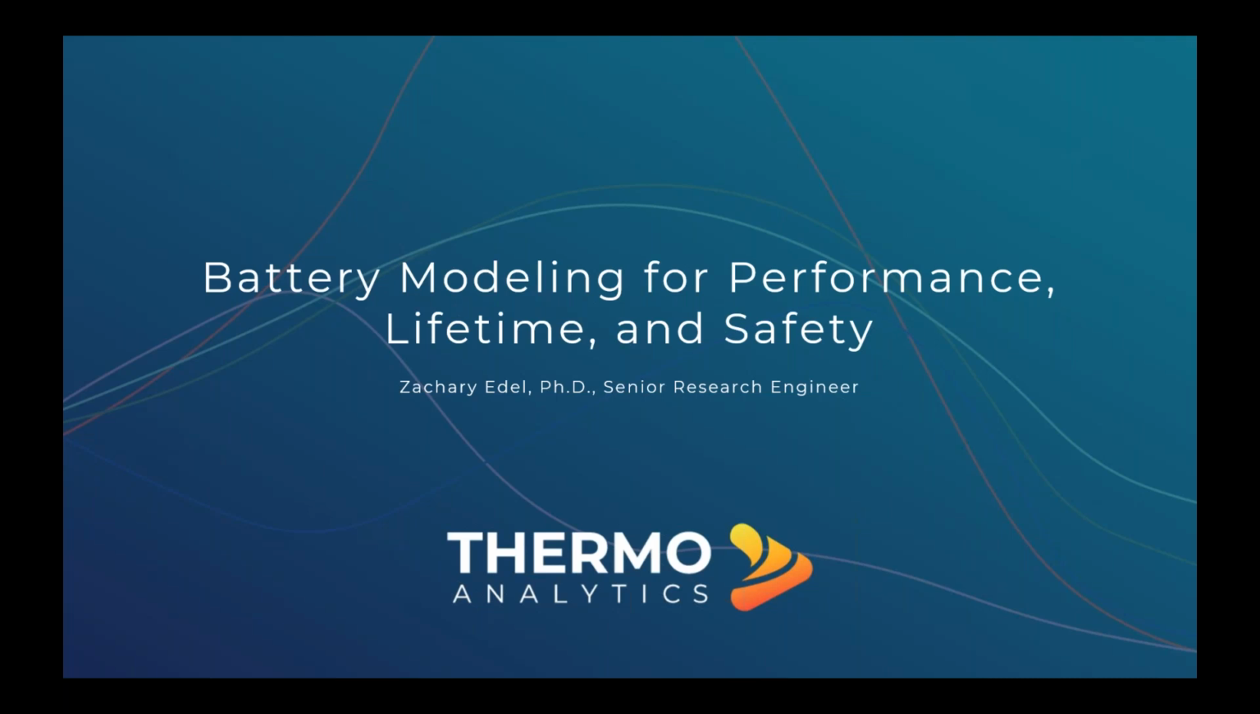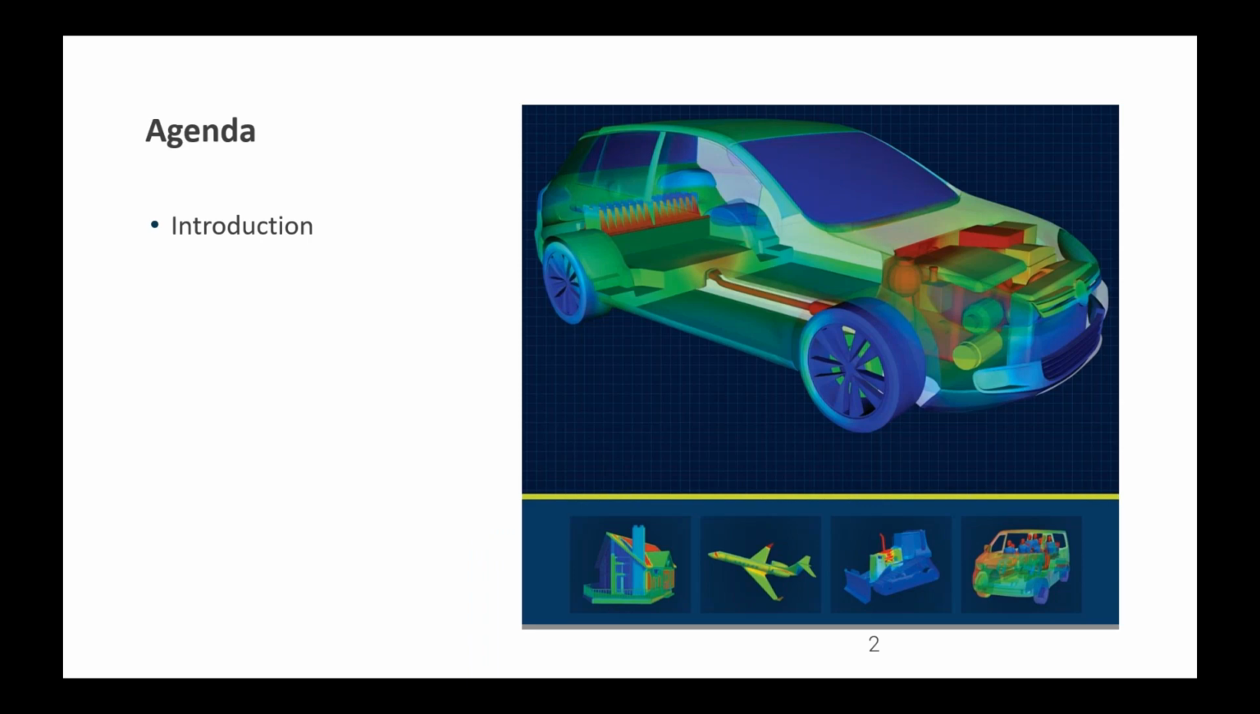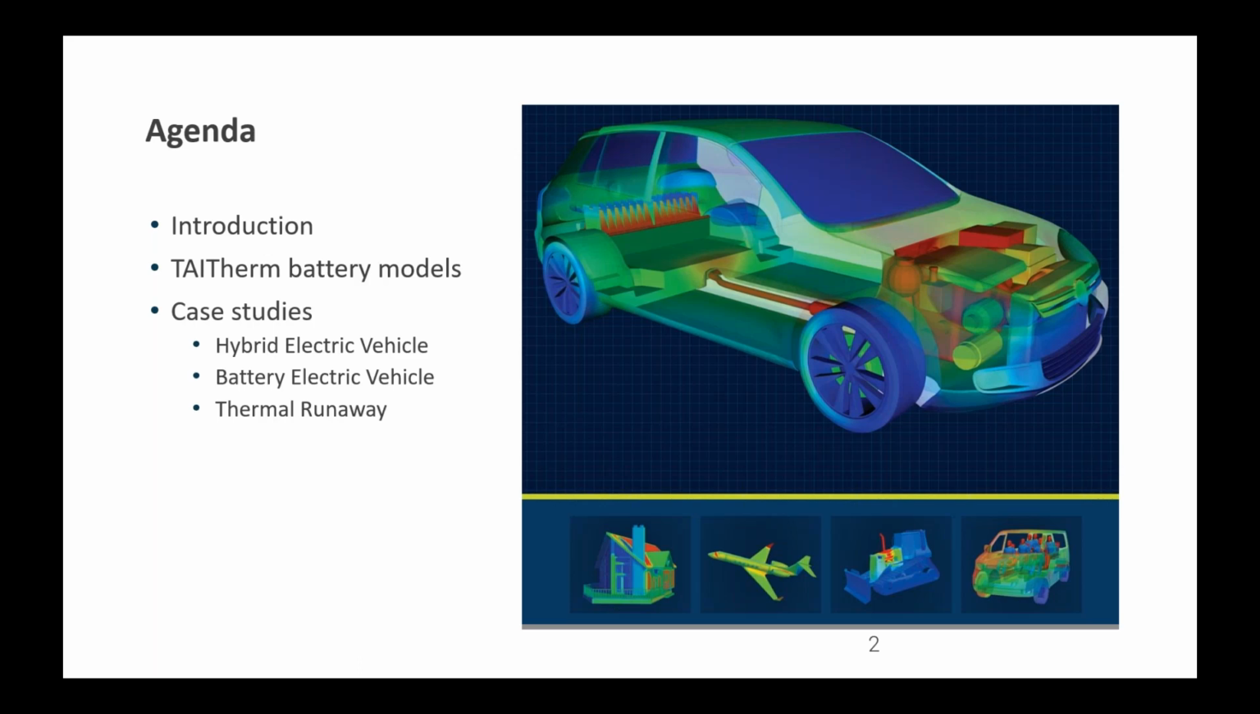So today I'll be talking about battery modeling with TAITherm for performance, lifetime, and safety. First, I'll go through an introduction and a little bit of motivation on why we do battery modeling. I'll talk a little bit about the battery models that are currently available in TAITherm. And then I'll go through a few case studies where we have examples of results that we've gotten in the past and a few different things that you can do with our software. That'll include a hybrid electric vehicle, a battery electric vehicle, and thermal runaway. And then I'll talk about some of our new features, both in the current release and what we have planned for the future.